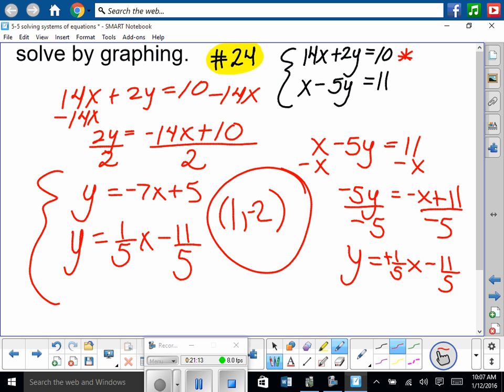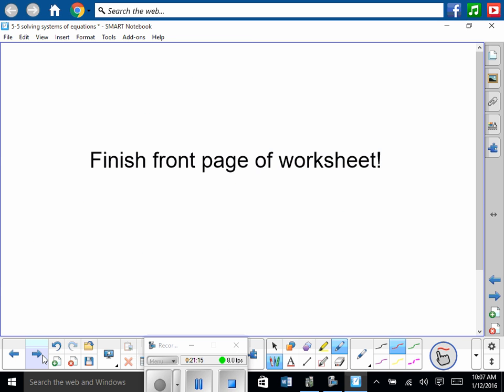So, ready, set, go. Finish the front page of the worksheet. That's what's due by tomorrow. You have 20 minutes to finish it. That's it.